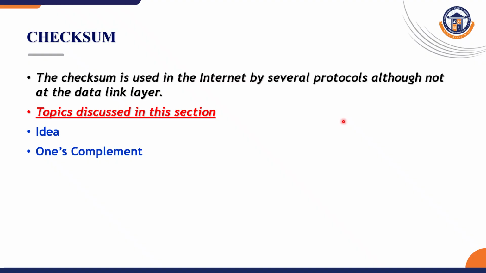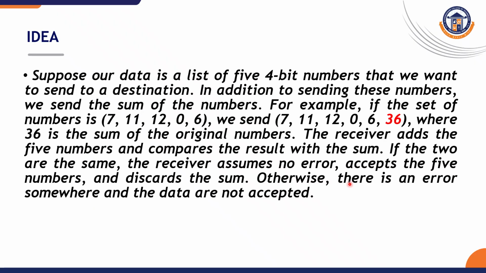With the checksum, how does the receiver identify whether to accept the data or discard the data? With the idea of one's complement, we can explain the principle. Suppose our data is a list of 5 4-bit numbers: 7, 11, 12, 0 and 6.